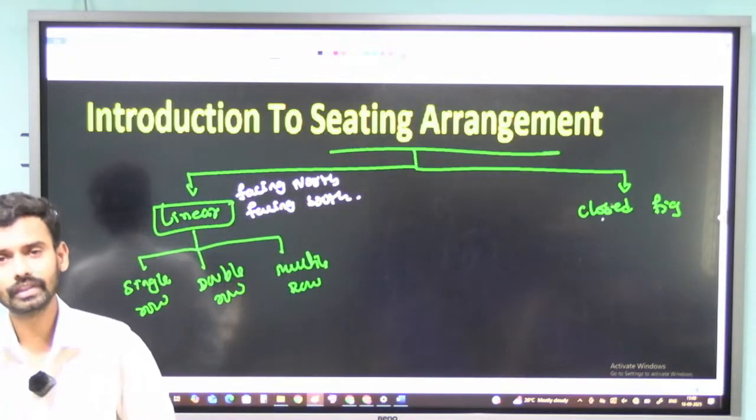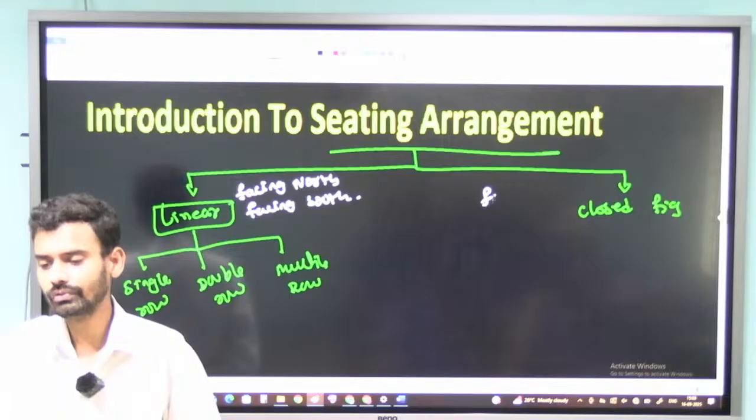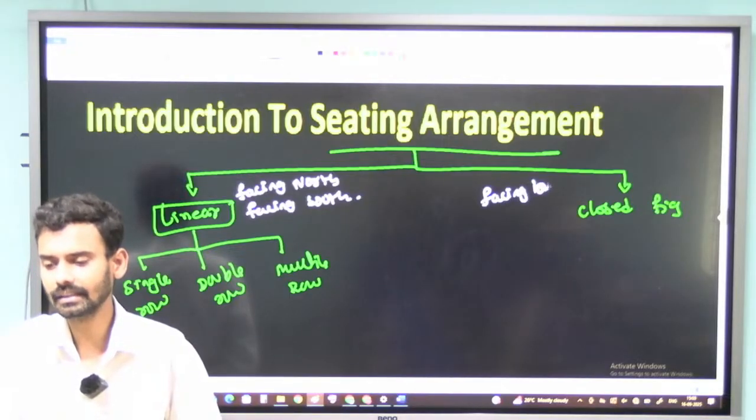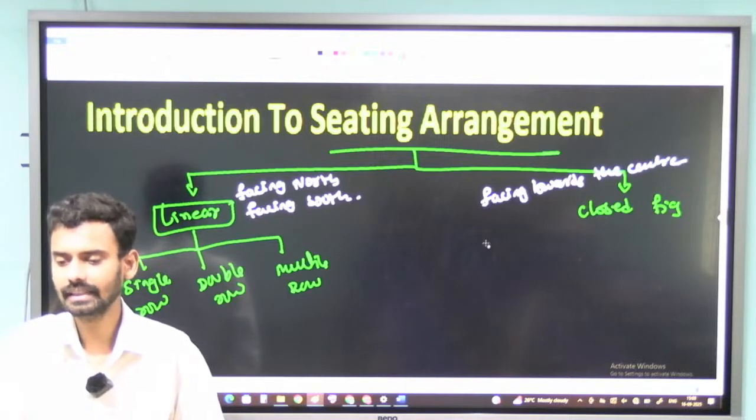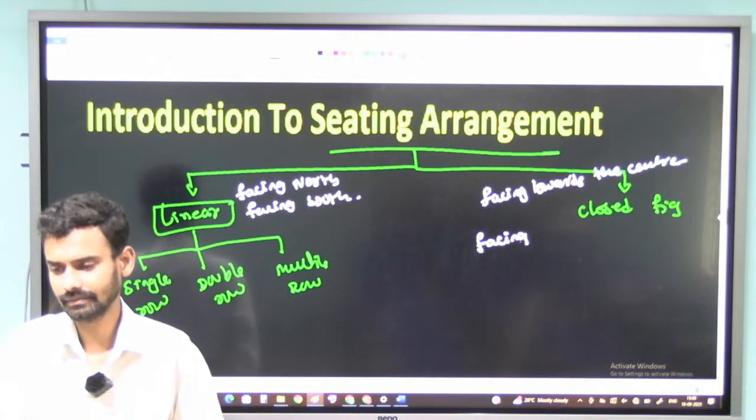When it comes to closed figure seating arrangement, they will give you facing towards the center, and the second one is facing away from the center.